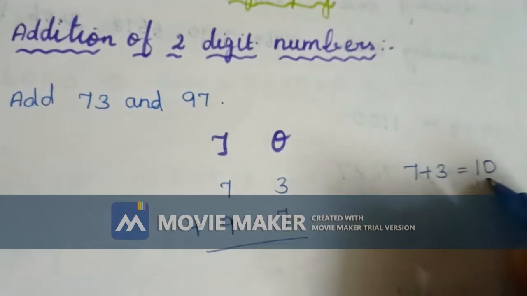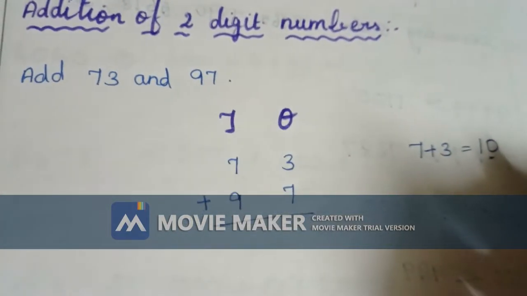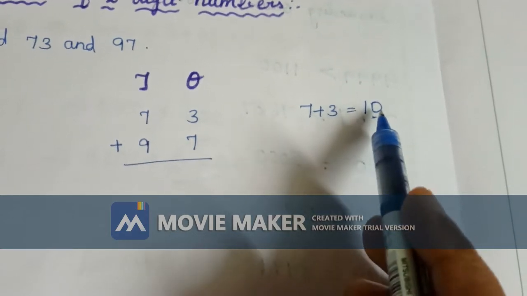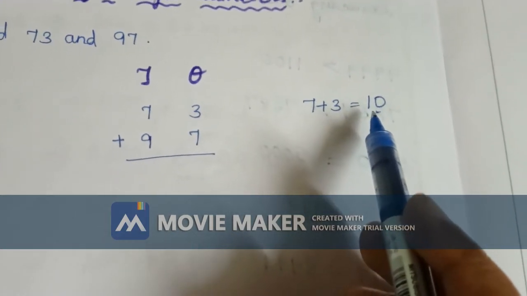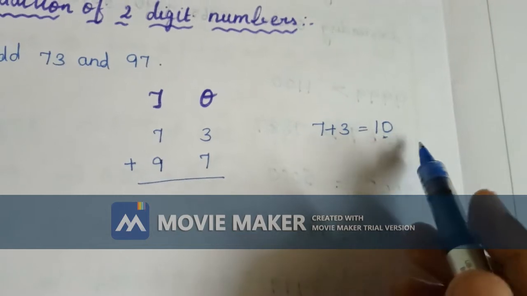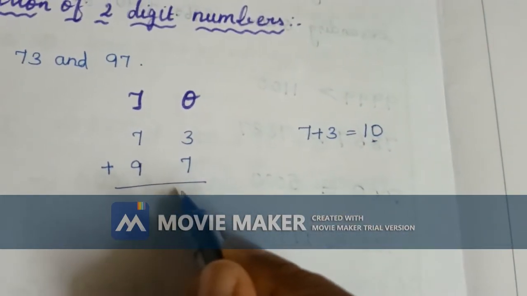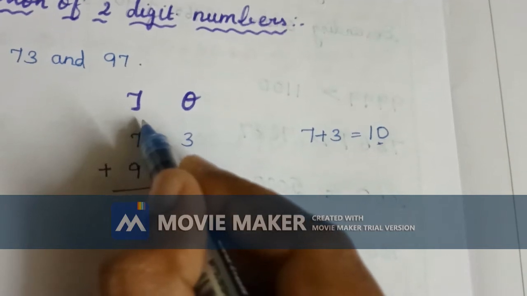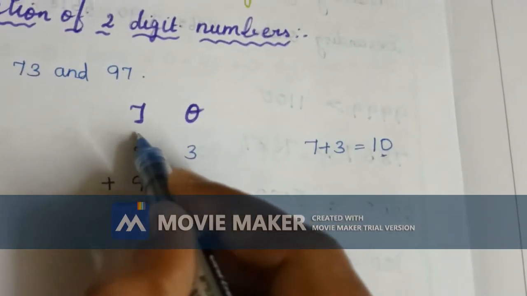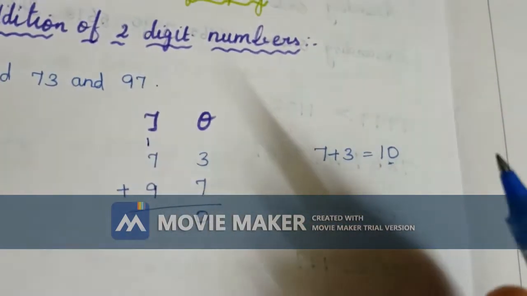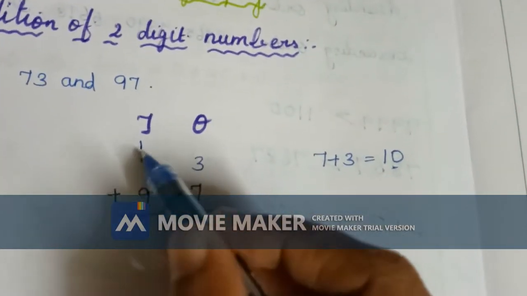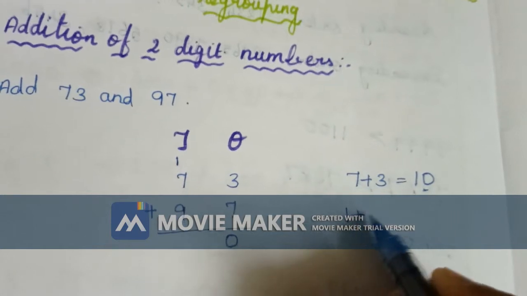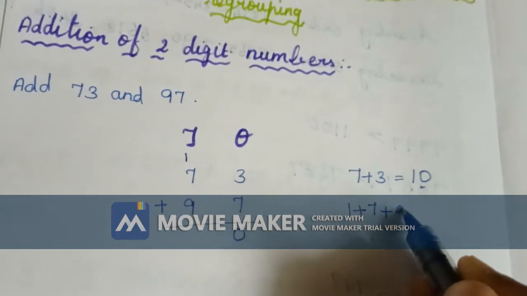So 10, this is a 2-digit number, isn't it? Regroup 10 ones as 0 ones and 1 ten. So you have to write 0 in the ones place and carry over 1 to the tens place. Now add the values in the tens place. That means 1 plus 7 plus 9.